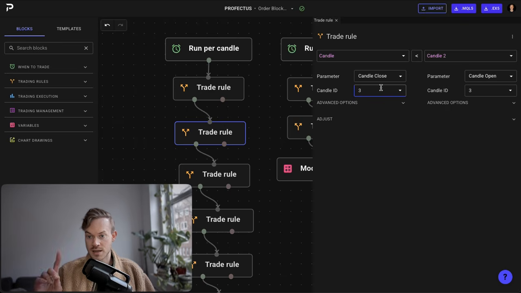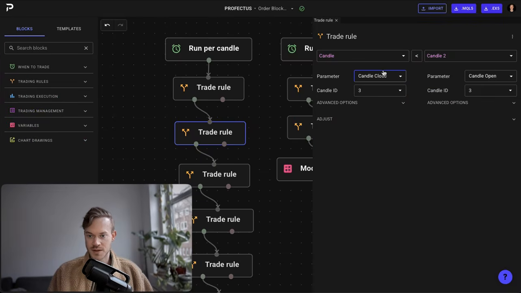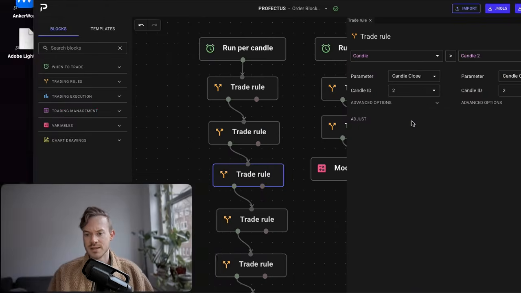Candle close, candle ID number 3 must be lower than the candle open of the same candle, pretty much. So what does it tell us? Number 3, 1, 2, 3. We are looking for a bearish candle. This is pretty much just the fancy way of defining it. Cool, this condition is met. It's indeed bearish, as we see it also here, since it's a red color.